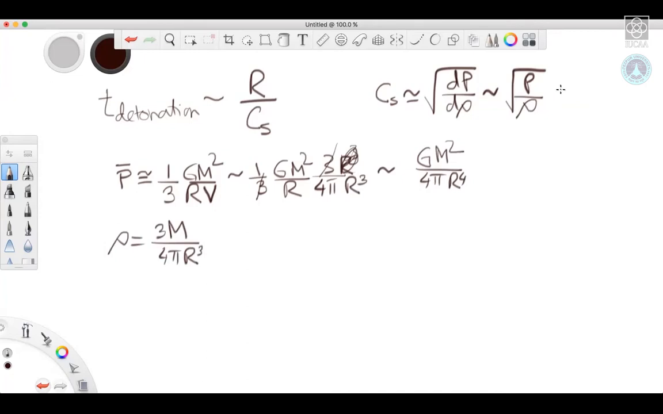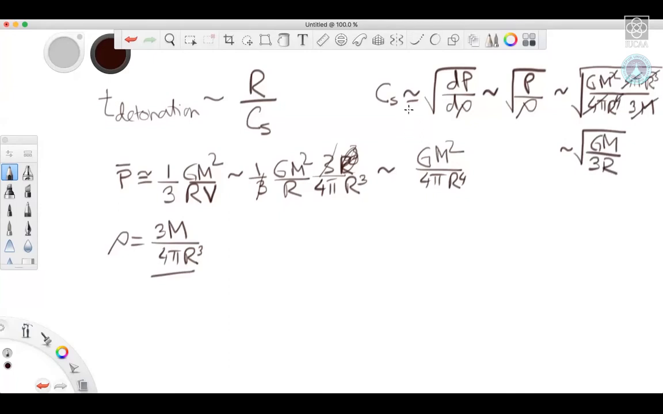And so P over rho, inside this square root, I will have GM squared over 4 pi R to the power 4 from pressure, and from density, 3 times M over 4 pi R cubed. So 4 pi cancels, R cubed cancels, a single power of R will remain, one M cancels, and a single power of M will remain. So I will have GM over 3R. That's the sound speed.